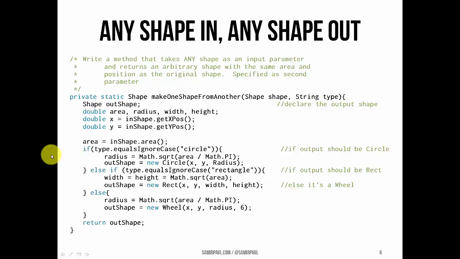You can see if it's a circle or a wheel, just as before, we're back calculating our radius and creating our new circle or wheel object, and pointing out shape at it. If it's a rectangle, well, then we're back calculating what the width and height should be. And in this case, we're actually assuming that for our rect, the width and height will be the same. So I guess actually our rect object will truly be a square. Then we're creating a new rect object and pointing our out shape variable at it. Finally, at the end, we return out shape, having instantiated it to the right type.